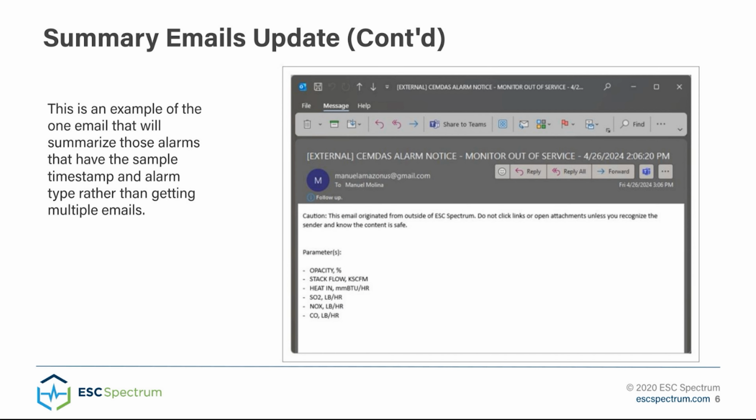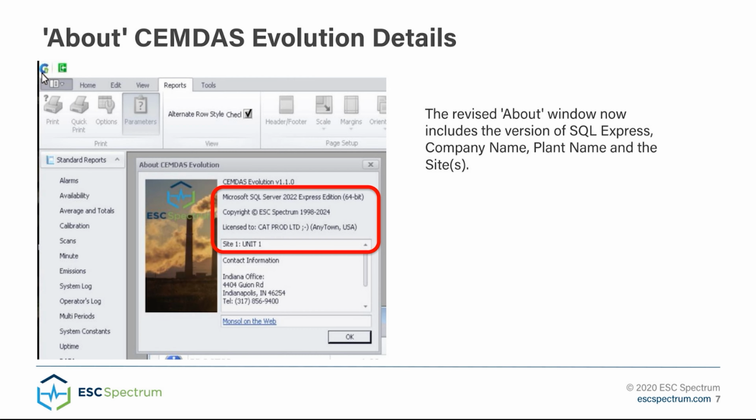And this is an example of what that email will look like. Again, it's all based on the alarm with the same timestamp and the same alarm type would be summarized into one email rather than getting multiple emails. Next slide, please.